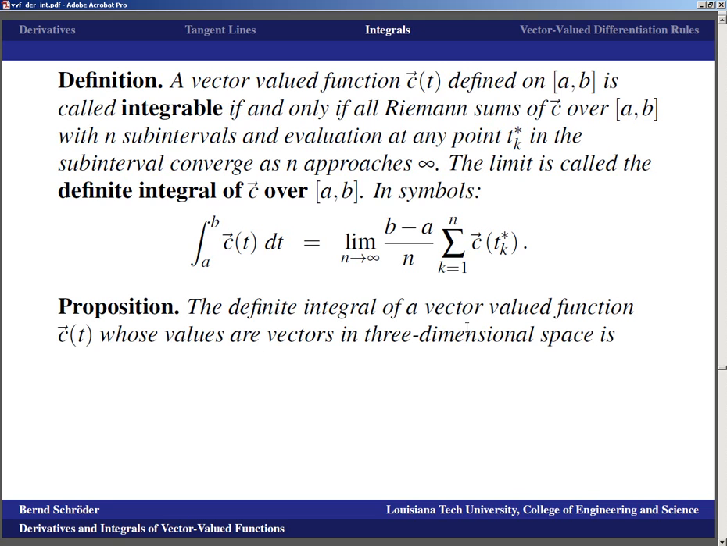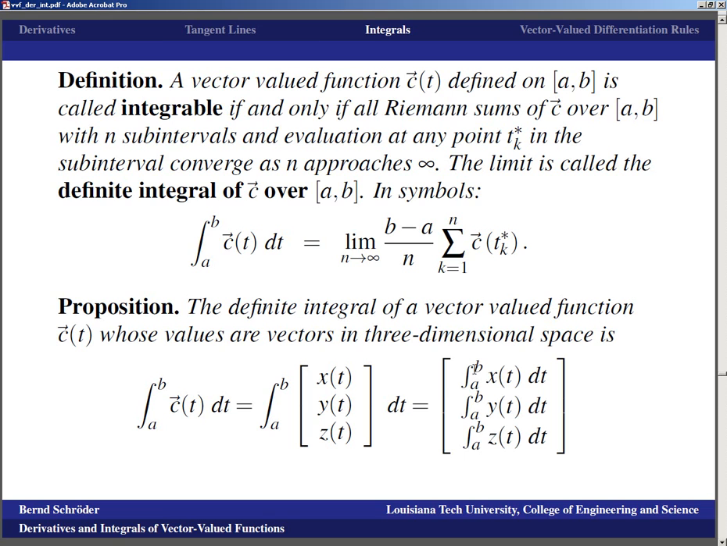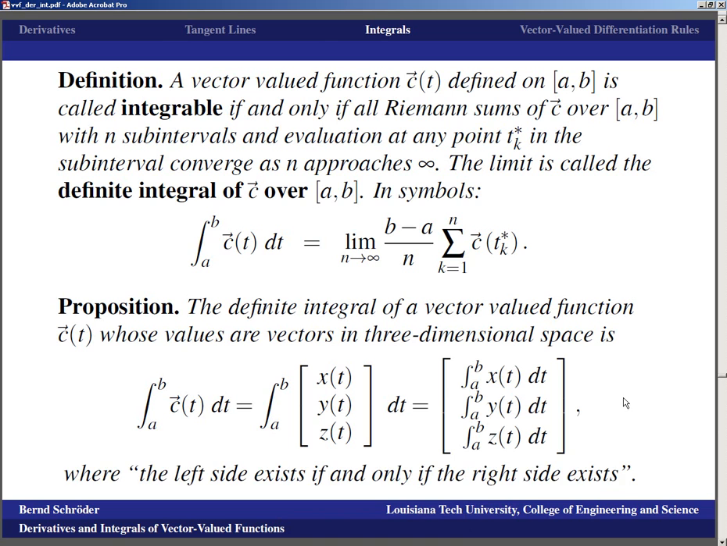As a proposition, the definite integral of a vector-valued function whose values are vectors in three-dimensional space is, well, you've got three guesses. It's computed component-wise, namely the integral of c of t dt, which is the integral of (x of t, y of t, z of t) dt, is the integral from a to b of x of t, the integral from a to b of y of t, the integral from a to b of z of t. So the old mantra: when you work with a vector-valued function, you work component-wise. That is something that is going to accompany us from here on out through the remainder of multivariable calculus. And again, the left side exists if and only if the right side exists.